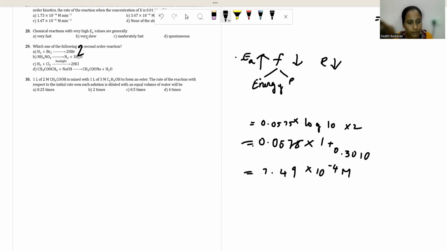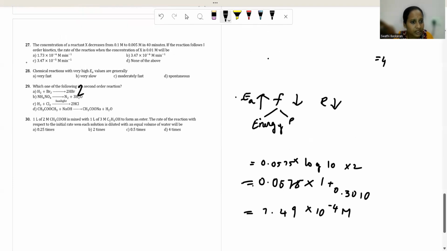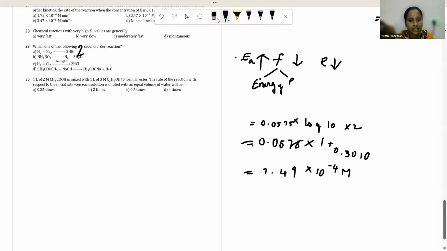Hope you understood. Now the next question is the 29th question. Once again, it's a very direct question. Even in the class I had told you to remember a few reactions as examples for zero order, first order, as well as second order reactions. Now take the first example, where H2 is reacting with Br2 to form 2HBr. These reactions with halogens take place either under thermal conditions or under photochemical conditions.